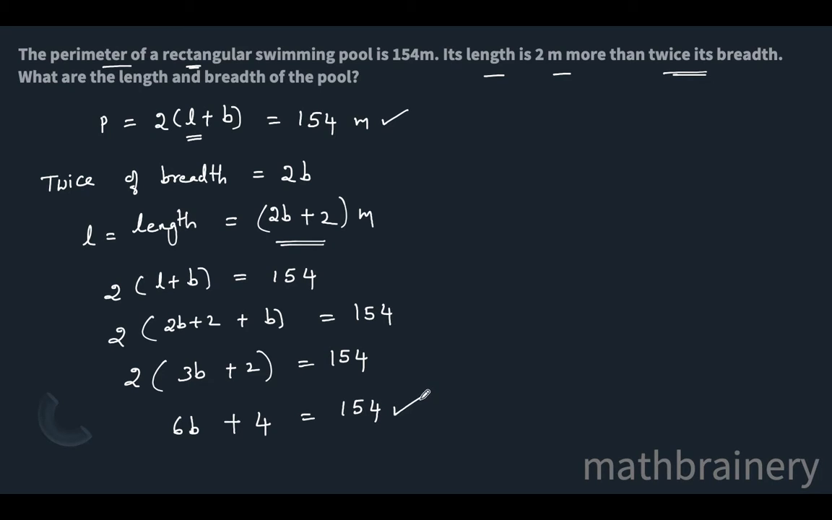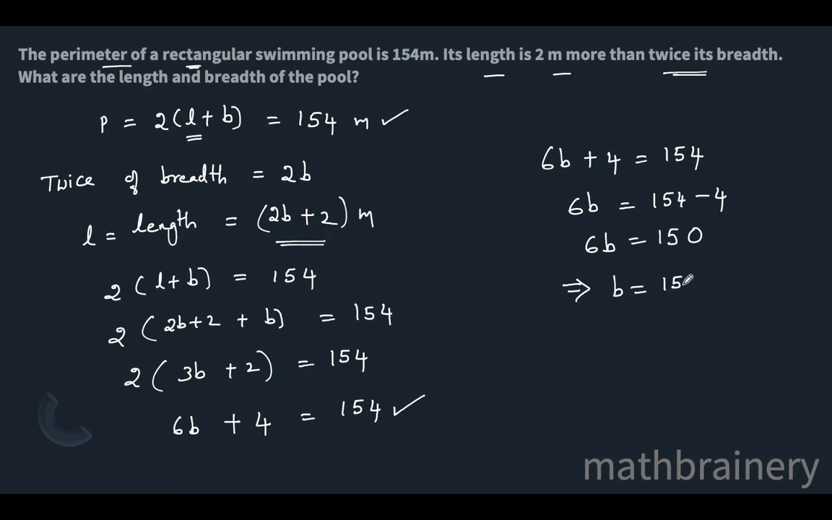So now what we have? We have a linear equation in one variable. Let's solve this now. You have 6b plus 4 is equal to 154. Let's transpose this 4 towards the right hand side. So you get 6b is equal to 154 minus 4, which is 150. 6b is equal to 150. This implies your b must be 150 divided by 6, which is 25. That means your breadth is 25 meters.